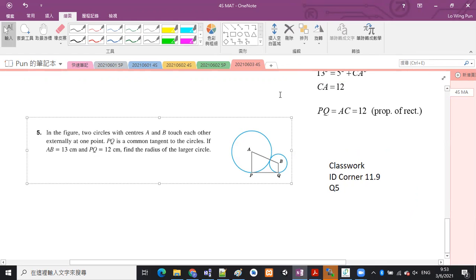The setting of this one is the same as the one in the instant drill, but this time the length of the radius is not given. The question asks you to find the length of the radius of the larger circle, and gives you the length of PQ. So you may need to let the radius of the larger circle be a variable and set up the equation. I will talk about this question tomorrow. Okay, let's continue tomorrow.